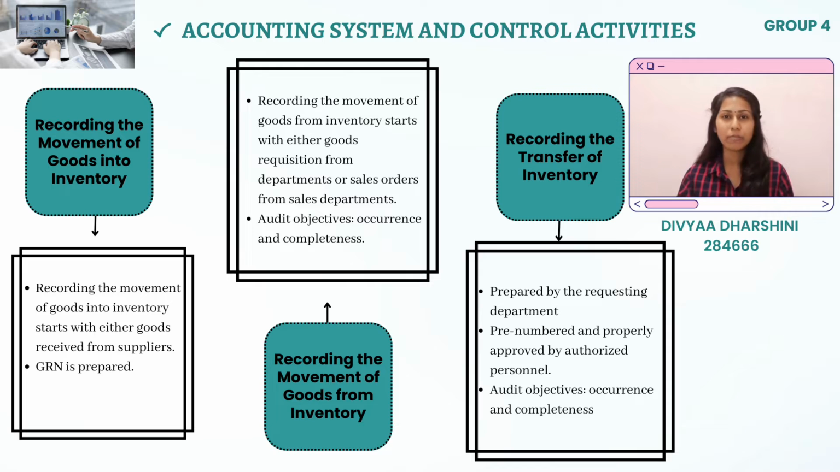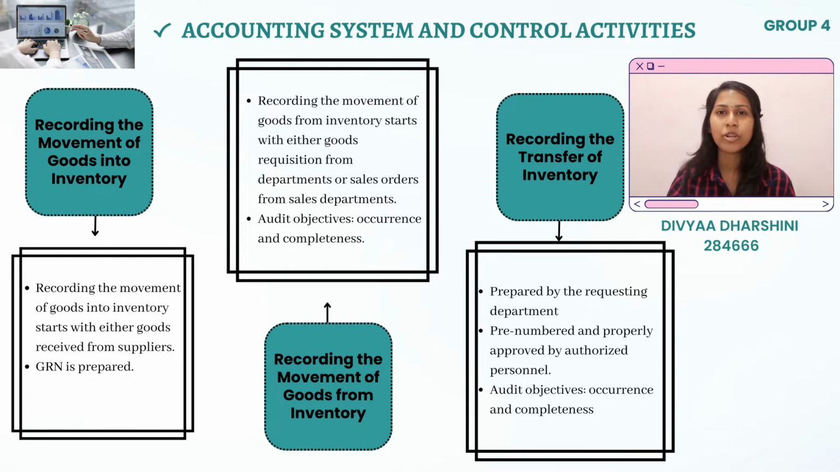Today I would like to present about the accounting system and control activities of the inventory cycle. The accounting system and control activities for audit of inventories relates to the audit of purchase. There are 5 accounting systems and control activities. First is recording the movement of goods into inventory. Recording the movements of goods into inventory starts with goods received from suppliers and preparing the goods receipt note as well. The quantity and cost are appropriately recorded in the GRN to ensure the occurrence and completeness of inventory.